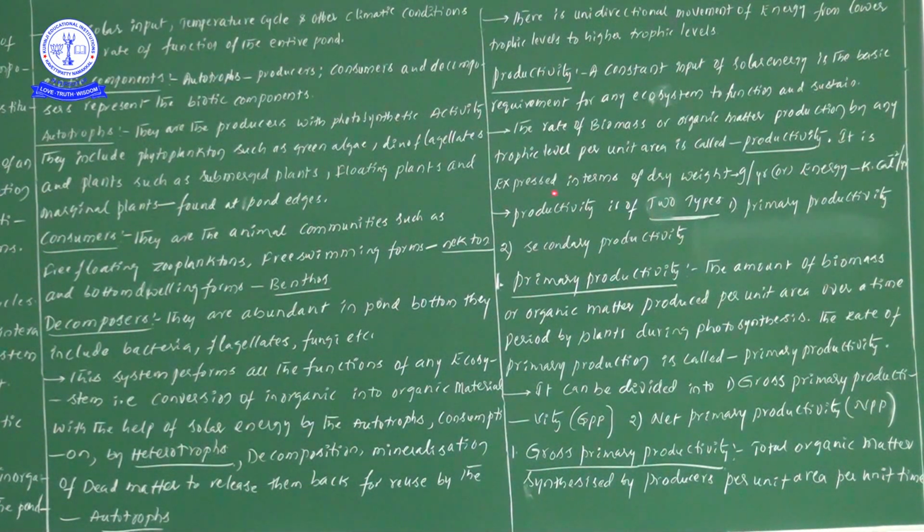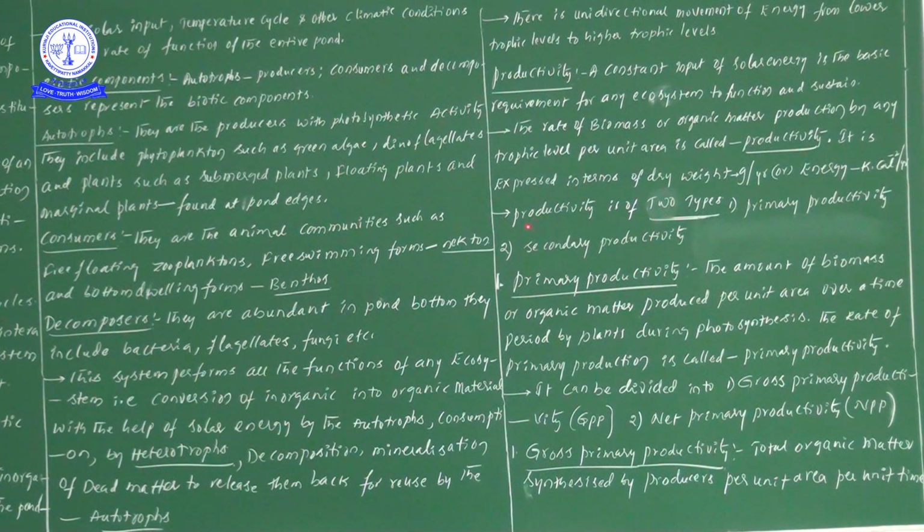Productivity is expressed in terms of dry weight, for example grams per year. From the energy point of view, it is expressed in kilocalories per year. So likewise, dry weight can be taken, and energy can also be given as units for productivity.